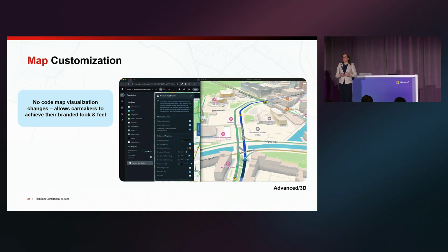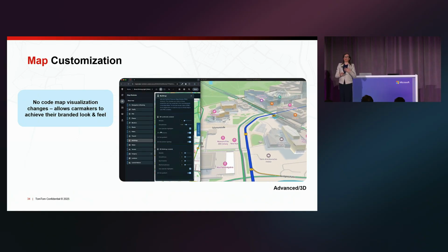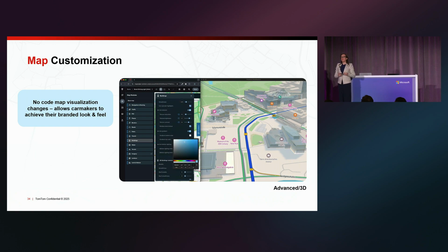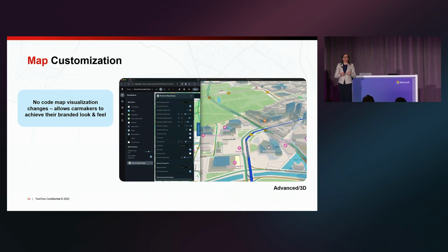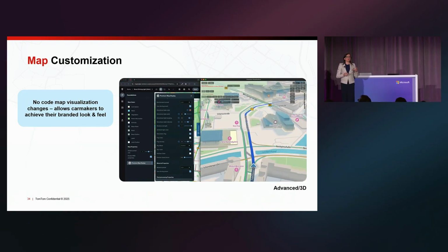So when we think about customization and map customization, you might want to change the color of the road, the motorway, the water, and that's already available with our no-code mapmaker tool. But what you're seeing here on the screen is more advanced 3D customization that we're doing together with our partner Unity.